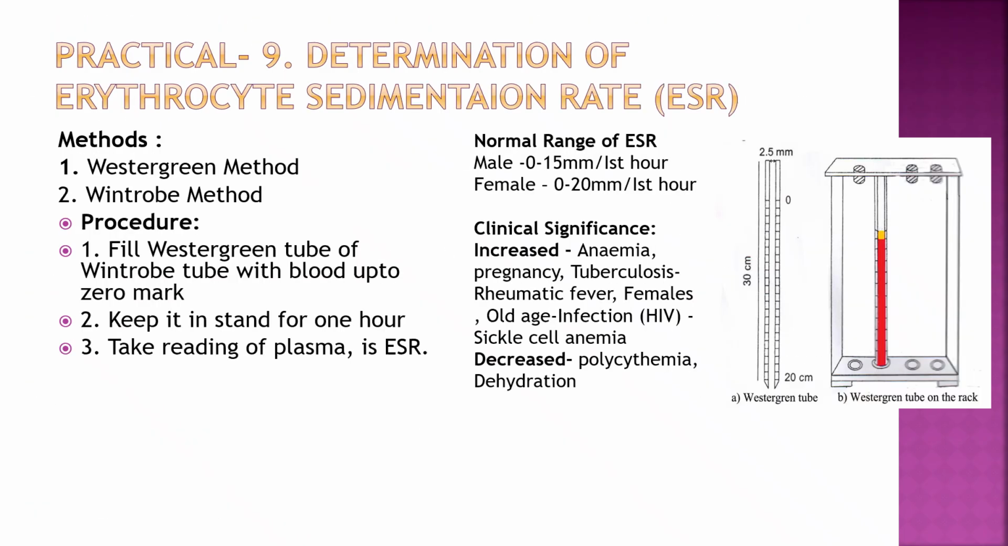The ESR procedure is done by two methods: the Westergren method or the Wintrobe method. The long tube which has marking 0 to 200 is called the Westergren tube, and the Wintrobe tube is of 0 to 10 marking. So fill the Westergren or Wintrobe tube and then keep it in a stand and wait for 1 hour and then take the reading. So that is the procedure.